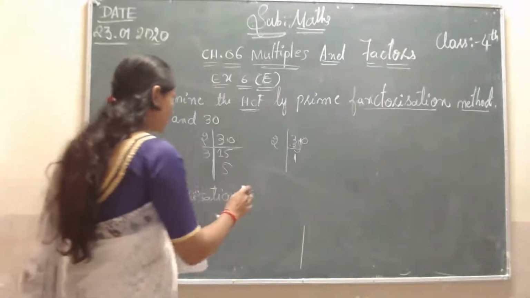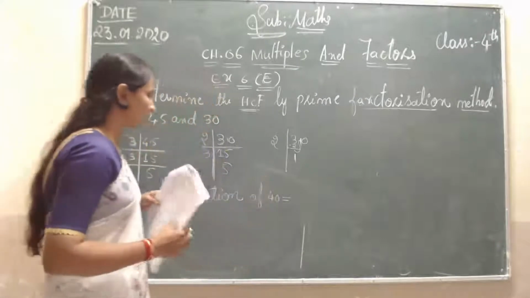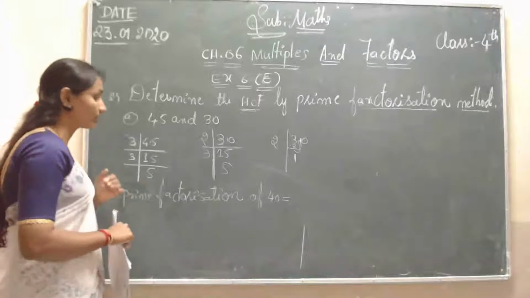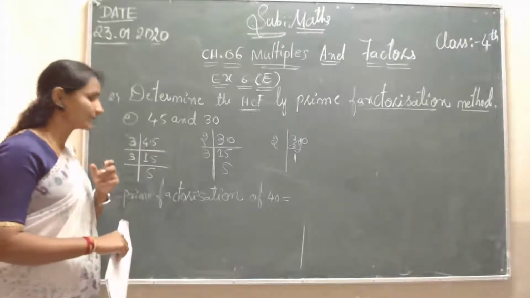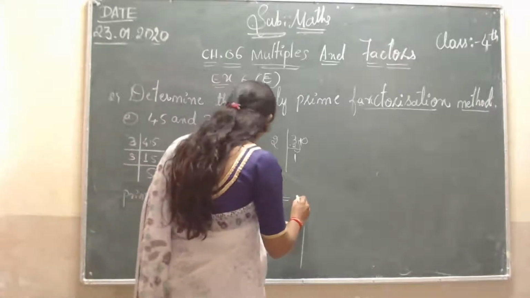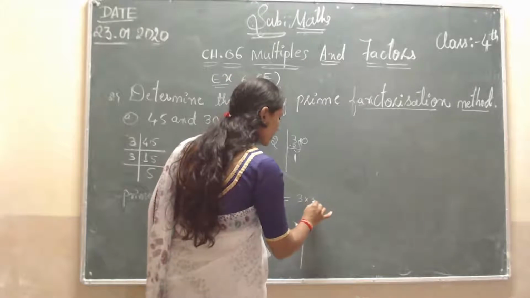Prime factorization of 45. Students, what are the factors of 45? 3, 3, 5. So 3 is how many times multiplied? 3 is multiplied 2 times. So 5 is 1 time. So you have to write the prime factorization of 45: 3 into 3 into 5.